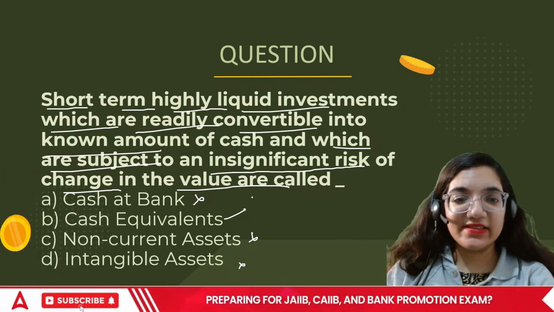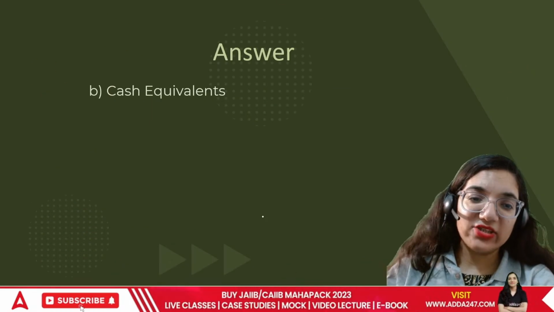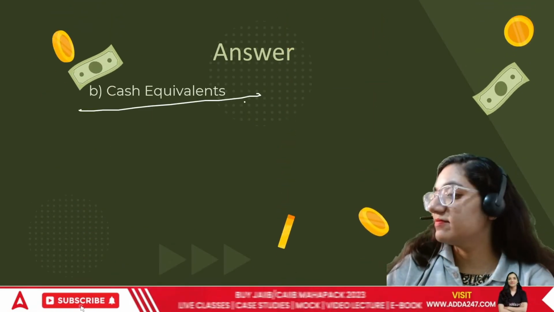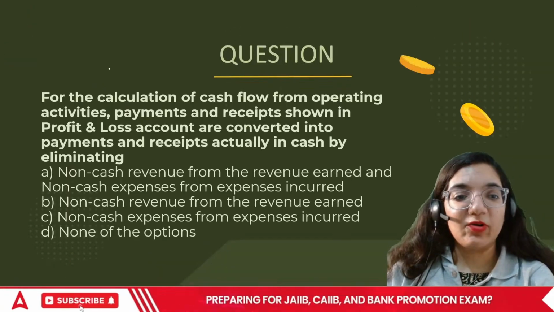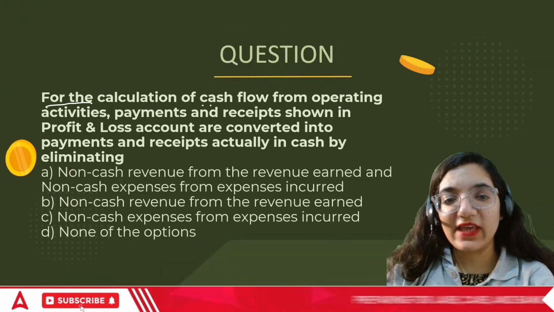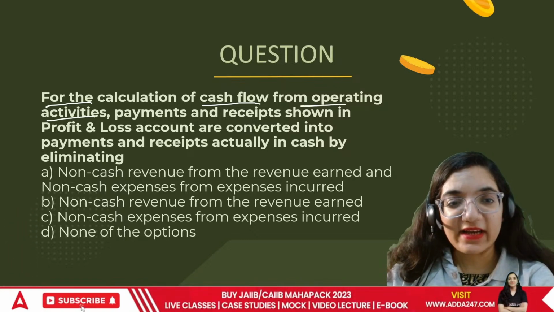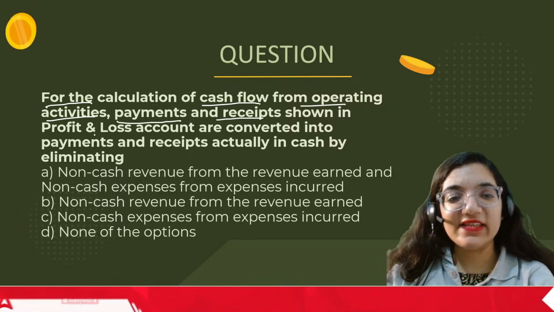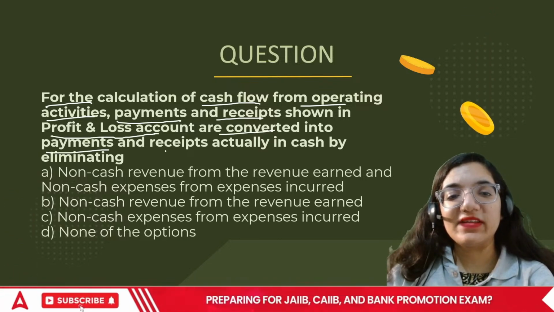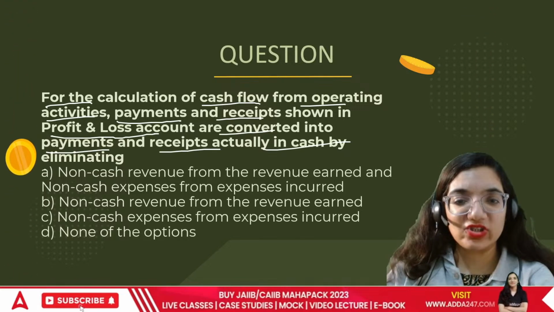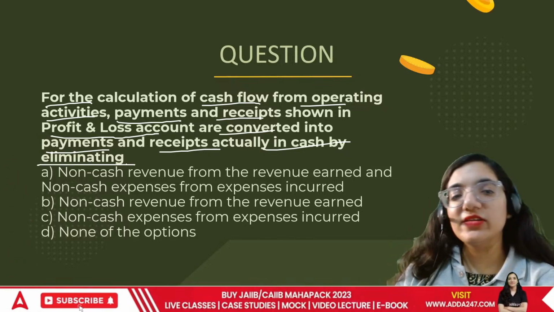Done. So in this case, the correct answer is cash equivalents. Next point, for the calculation of cash flow from operating activities, payments and receipts showing in profit and loss are converted into payments and receipts actually in cash by eliminating. Achha, what are they talking about?